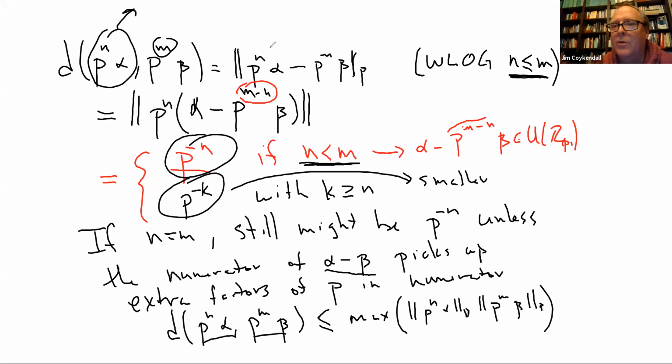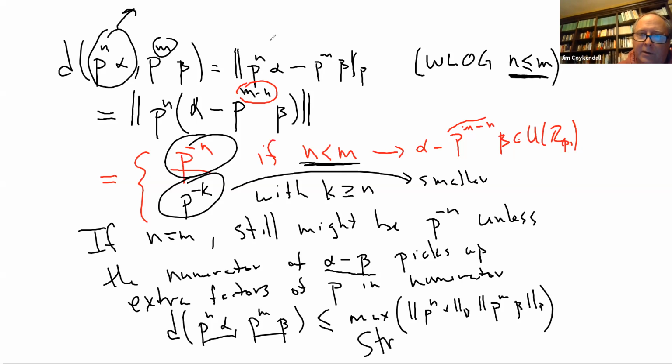There is a weird p-adic geometry going on here, because, for example, here's a couple of interesting consequences. This is a strong triangle inequality.